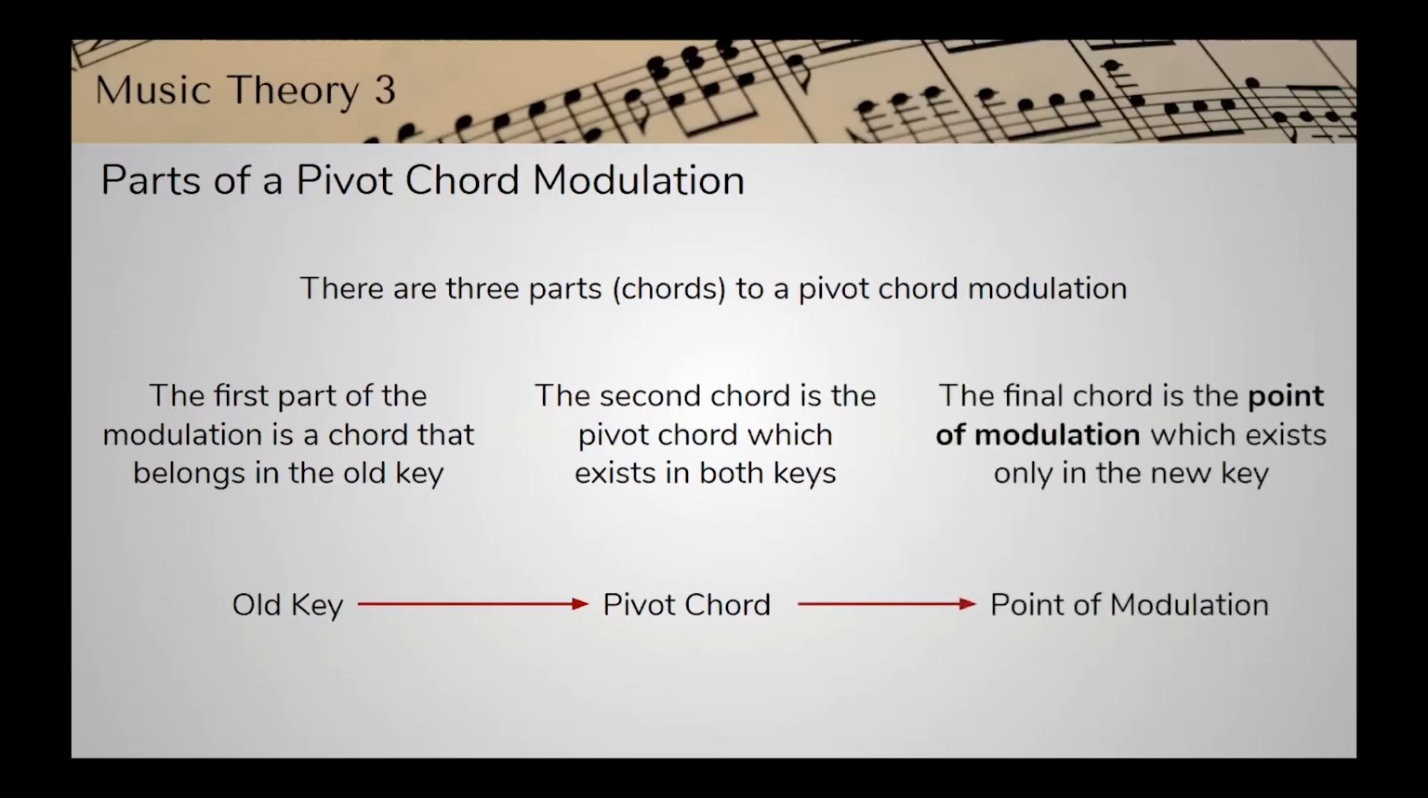And then finally we have the final chord in the modulation, which we call the point of modulation, which exists only in the new key. And usually this is a dominant chord, a chord that will bring us into the new key. It can also be a diminished chord, a leading tone chord, because that has a dominant function, and it can also be a cadential 6/4 chord because that chord also has a dominant function. So it's some kind of chord that will strongly pull us into the new key.